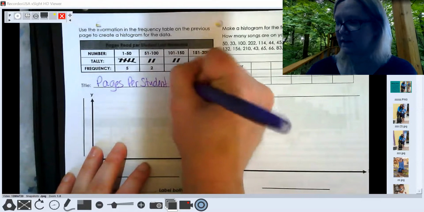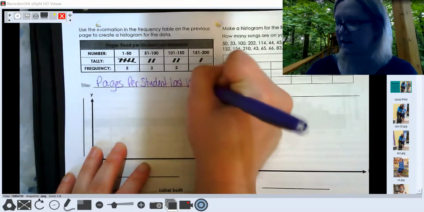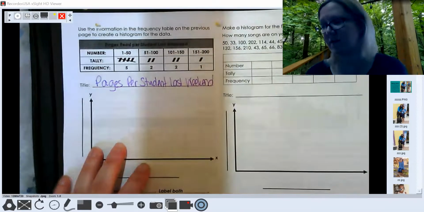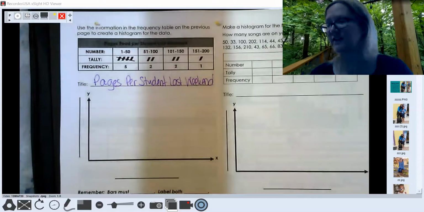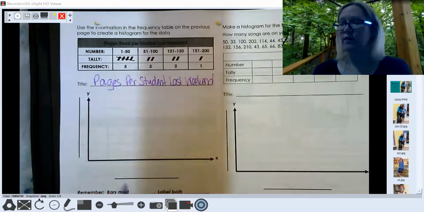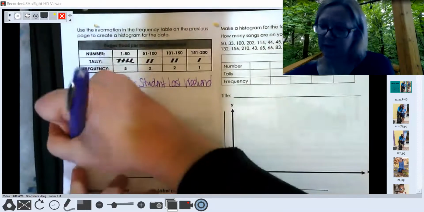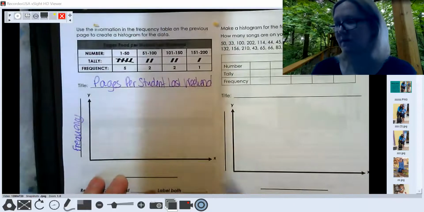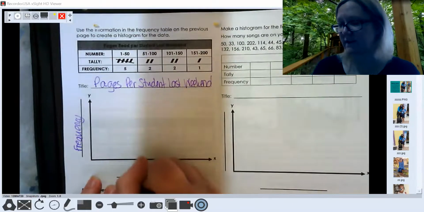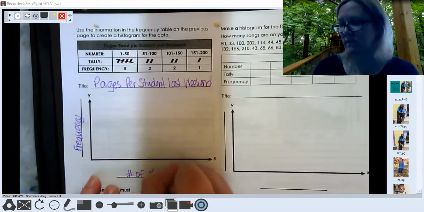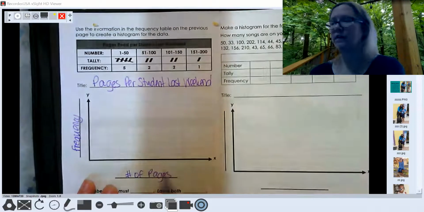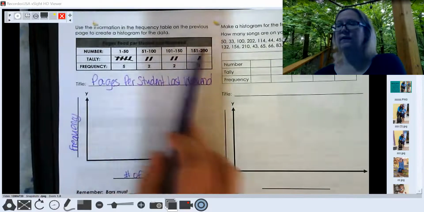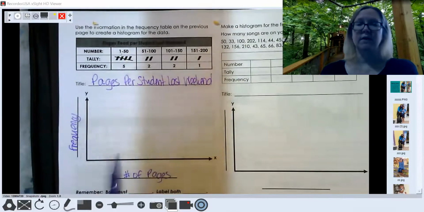And I just skipped a word, didn't I? That's all right. Okay, so pages read per student last weekend. I think that's understood. All right, so my y-axis is going to be the frequency, and then the x-axis is going to be the number of pages. Okay, and this is already kind of broken down for us, so we're just going to use this frequency table here to make our histogram.